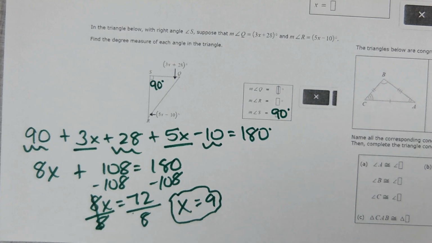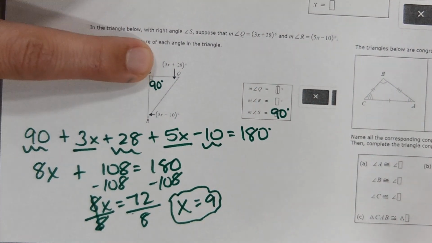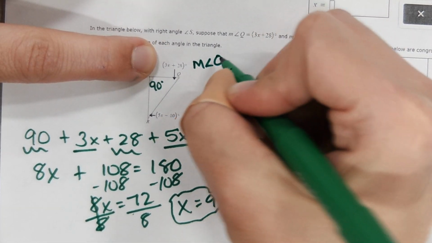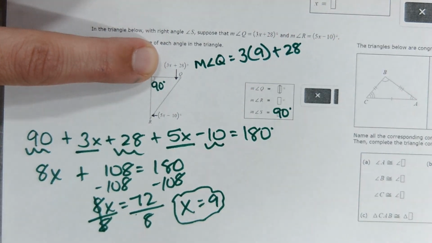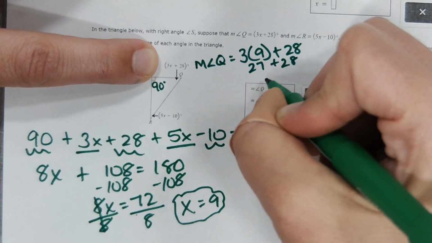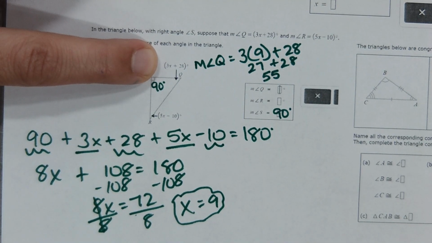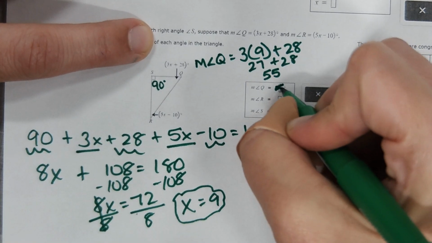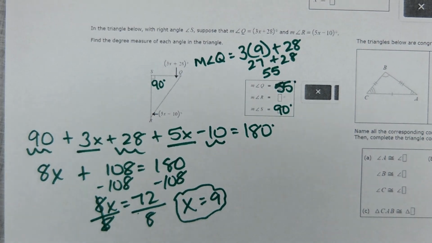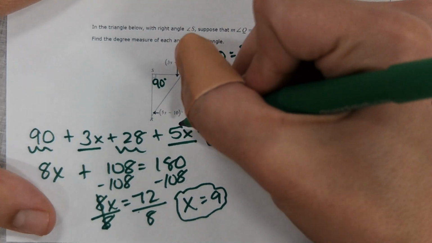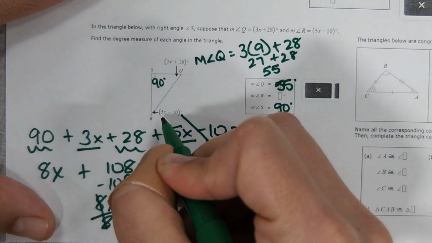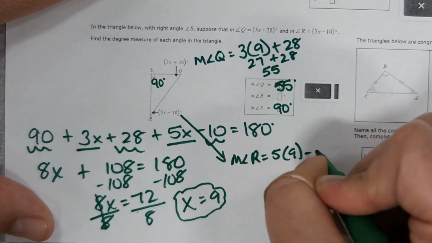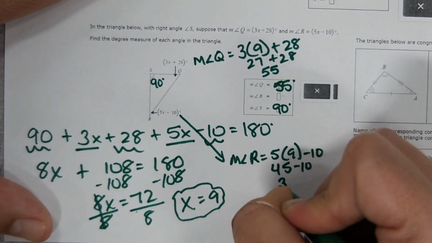Now that we know x, we have to plug it back into the expressions. So measure of angle Q is 3x plus 28. So do 3 times 9 plus 28. And that comes out to 55. So 55 degrees for angle Q. Then for R, we're going to do the same thing. Measure of angle R equals 5x minus 10. So 5 times 9 minus 10, 35 degrees.